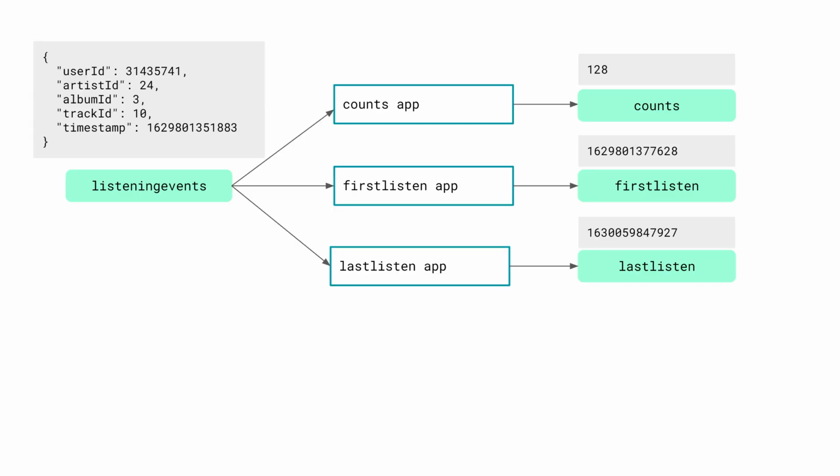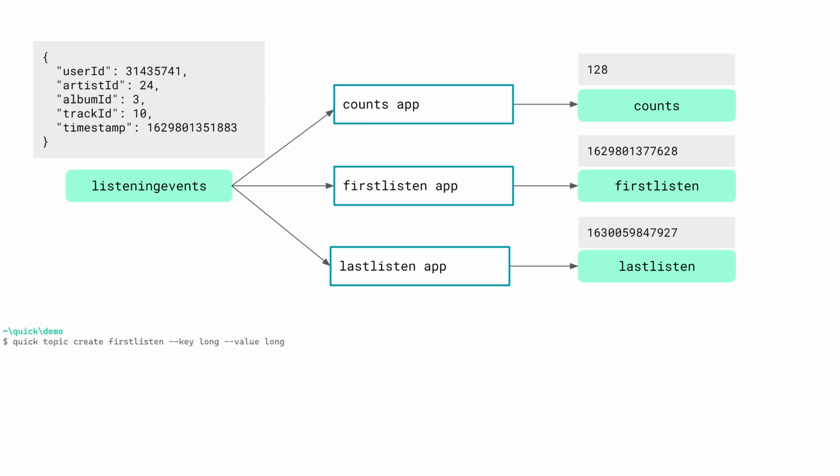Next, let's create the simple Quick applications for counting the listening events and finding the first or last listening event. We already have our input topic, but we do need to create the output topics for these apps. All three of them have the same data format, long, so the command is as follows. Then we will need to deploy the Quick apps for these output topics.